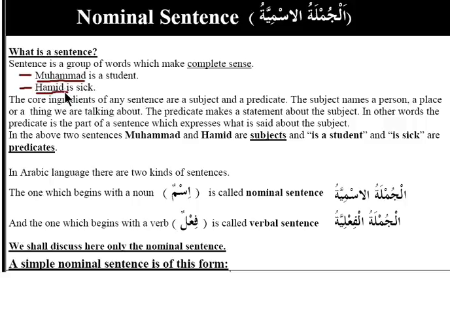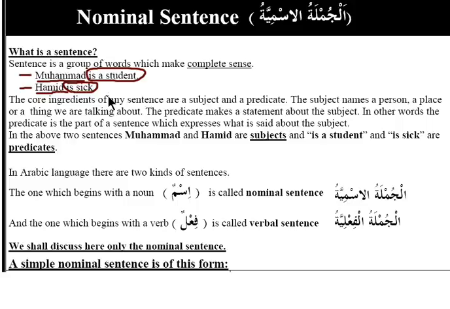So what is being said about Muhammad and about Hamid is these two predicates, is a student and is sick. So Muhammad is a student and Hamid is sick. Now both of these two sentences are examples of nominal sentences.